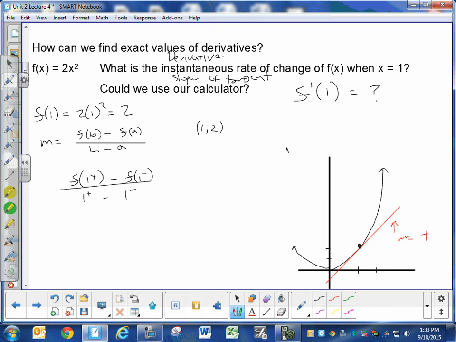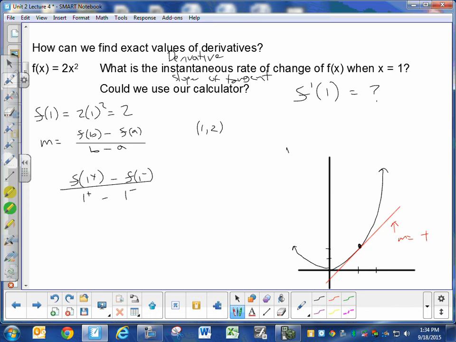Well, if you have a calculator, you can do that. Go do that. What are you going to plug in for 1 plus? 1.00001, right? What are you going to plug in for 1 minus? 0.99999, right? No big deal. You guys can find the slope of the tangent. And the closer you get to the point, the more accurate your slope's going to be.